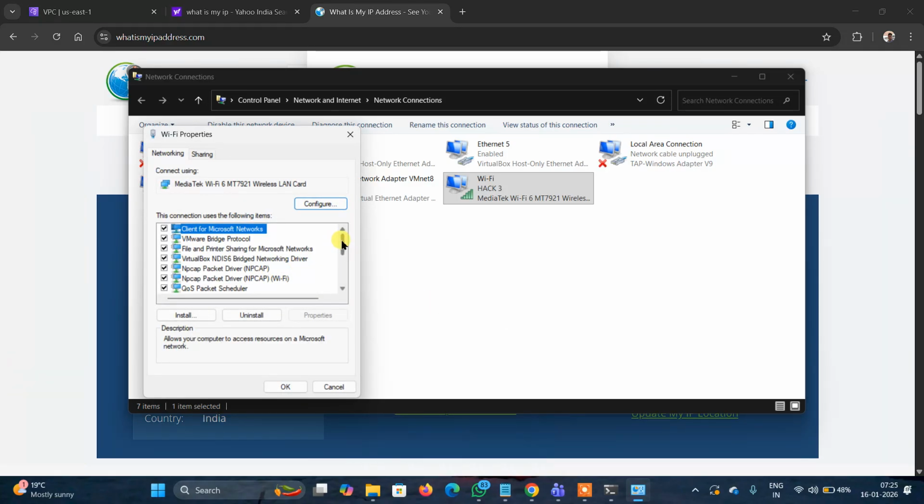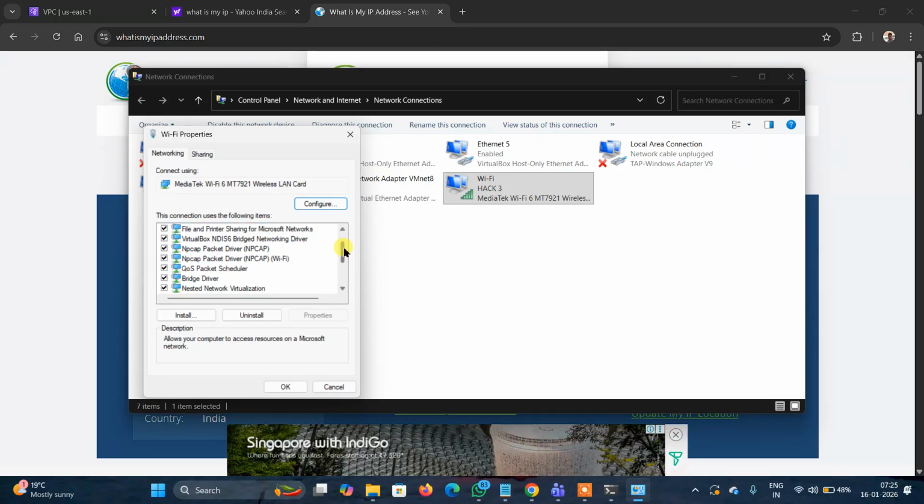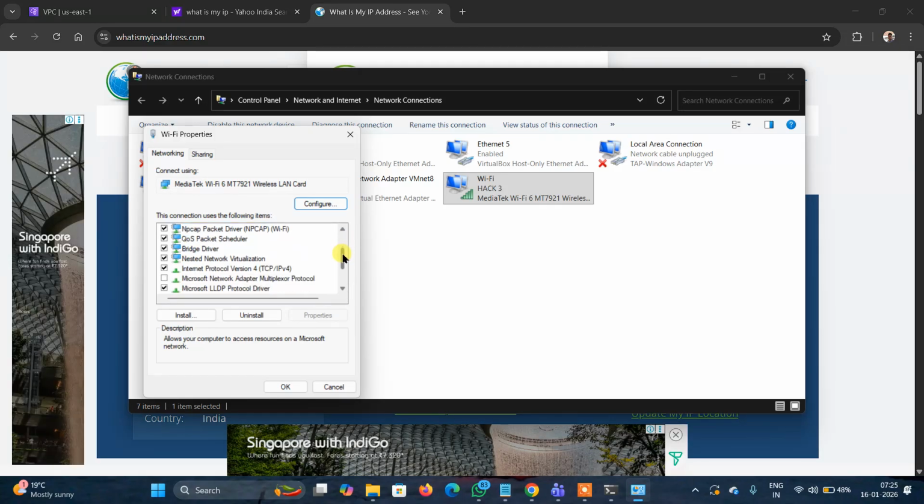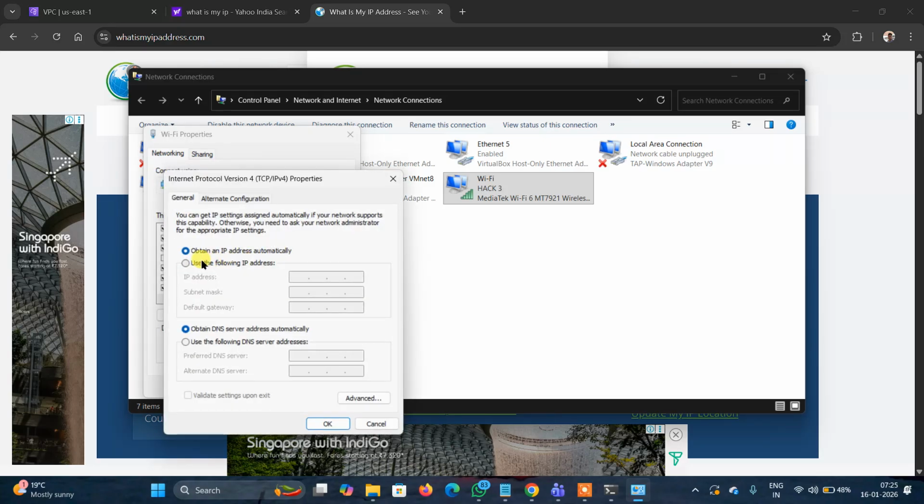If there are two IP addresses, you can check here. Just scroll down. What are the two IP addresses? One is V4, and the second one is V6. I double click on V4. There are two options: obtain an IP address automatically and use the following IP address. Do you know what these two options mean?